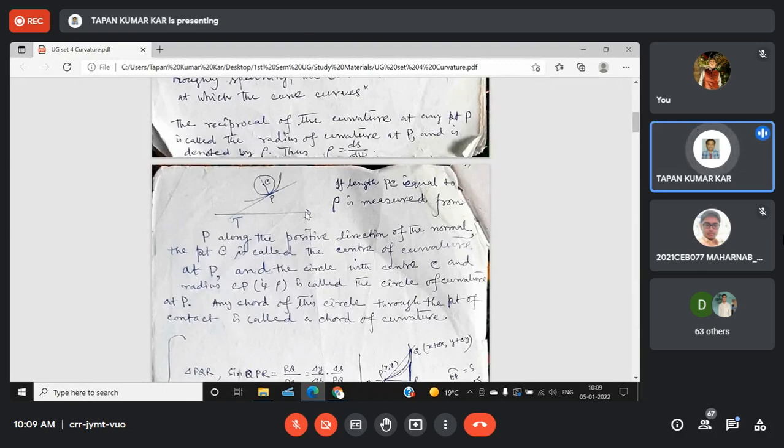So radius of curvature at the point P, curvature at the point P. So for the given point P, you have to measure the radius of curvature, the curvature, the center of curvature, and so on. And there is also a formula for the center of curvature and the radius of curvature, that I will discuss now.